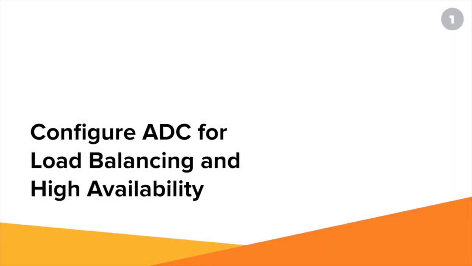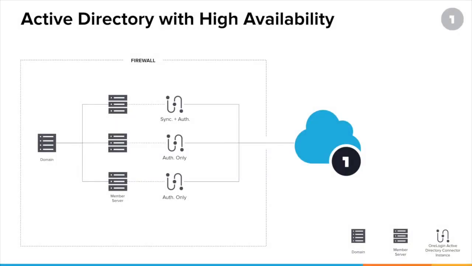Now let's take a look at how to configure the Active Directory connector for load balancing and high availability. So far, we've only installed the Active Directory connector on one server within our AD environment. This means that if something goes wrong with that system and the ADC service is no longer available, then our users will not be able to log into OneLogin with their AD credentials, nor will their user account changes be synced between Active Directory and OneLogin.